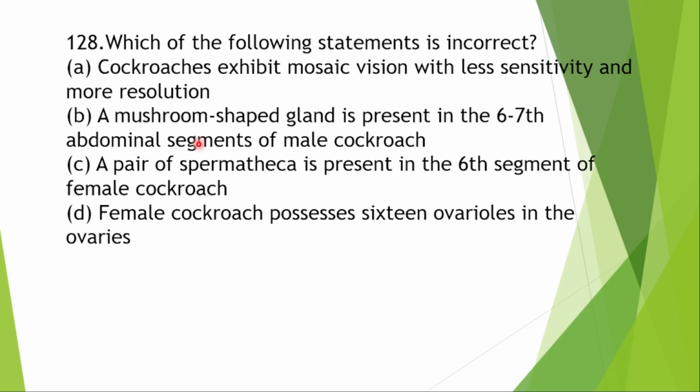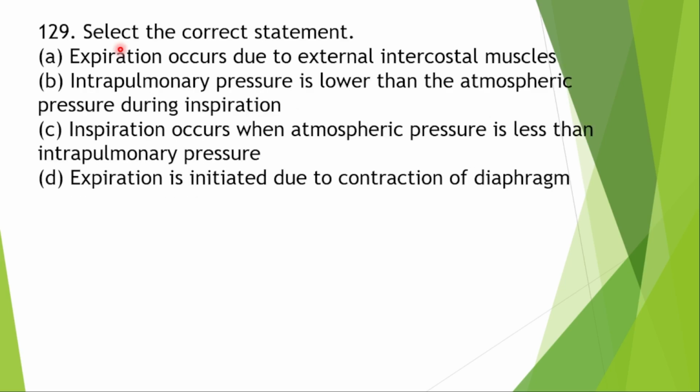128. Which of the following statements is incorrect? Incorrect, he is asking. Cockroach exhibit mosaic vision with less sensitivity and more resolution. This is incorrect because the cockroach mosaic vision actually has more sensitivity but less resolution. More sensitivity, less resolution. So the first option itself is the incorrect statement.